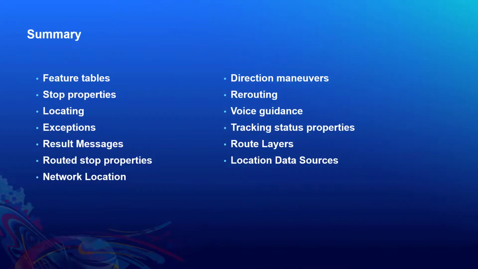All right, let's do a quick summary. We looked at the fact that the API supports feature tables for inputs. We examined the properties of stops or inputs that we could set and how it affects the ending result. We did some locating, seeing how it differs from local data versus services. We checked exception messages. We looked at the fact we have route result messages. We also looked at the stop properties after actually doing a solve. And then we looked at the network location field and how it might affect your locating of features. And then we mentioned the fact that directions actually have a lot of information on them.